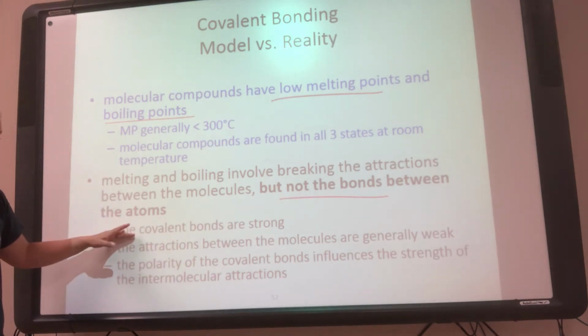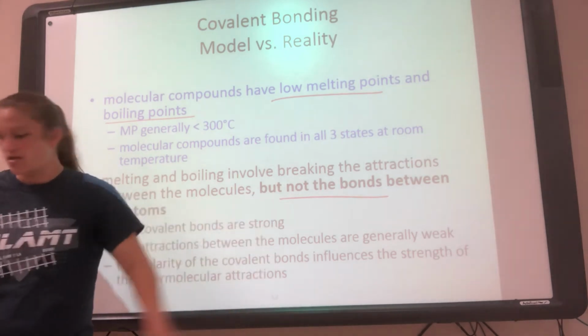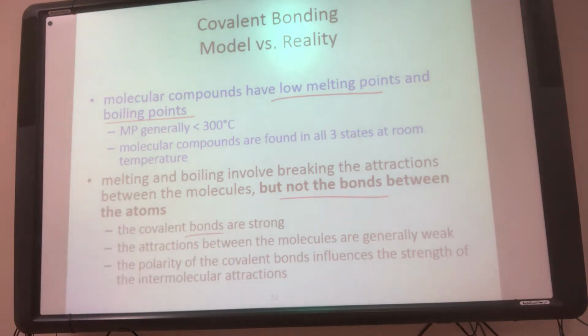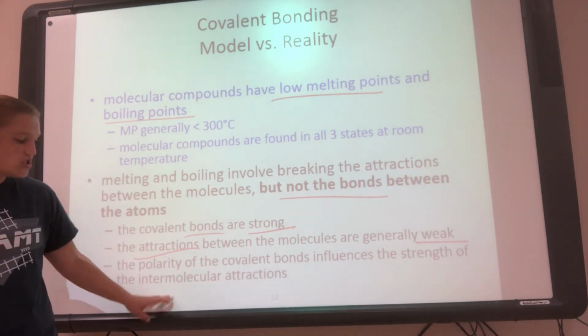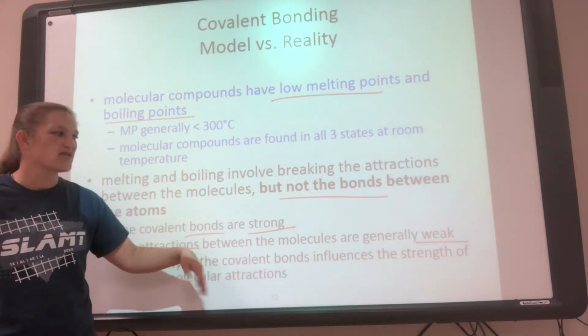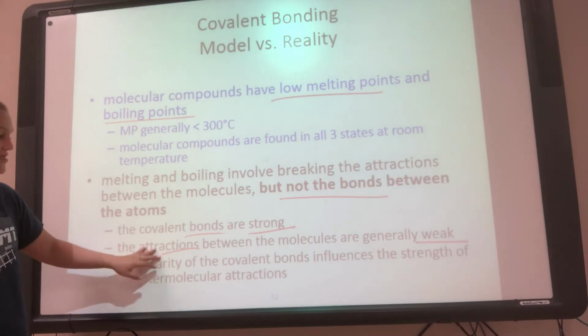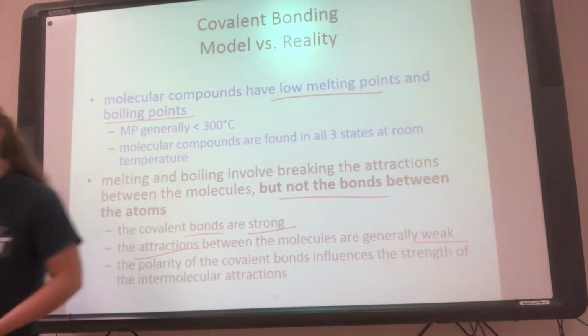These bonds are very strong. The attractions are weak. So bonds strong, attractions weak. Okay? So we're going to break these attractions. Now, the strength of these attractions depends on what type of bonds these are, what type of molecules, all that. And we'll get into that later. Okay? But they're always going to be weaker than the bonds themselves.